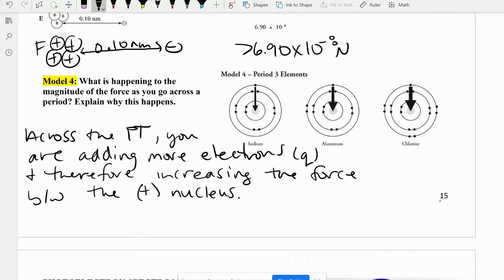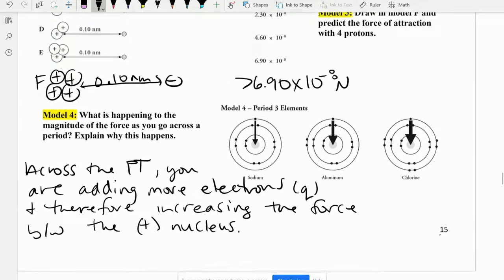Okay, you guys, that's it for Coulomb's law for now. In the future, we're going to do some podcasts that talk about trends, and we're going to do our best to try to relate that back to what you just learned here with Coulomb's law.